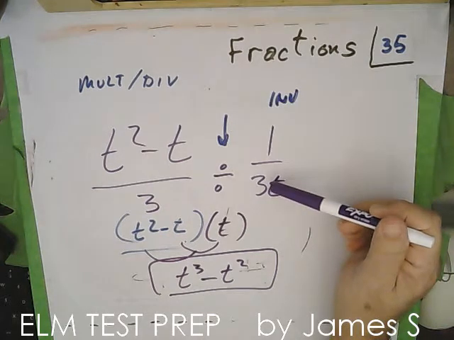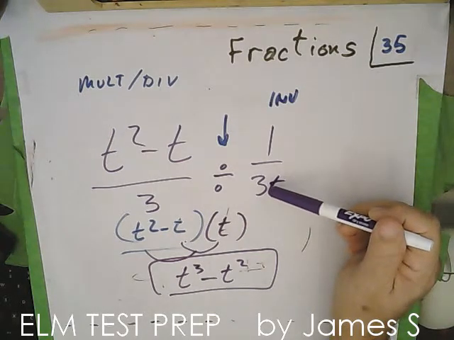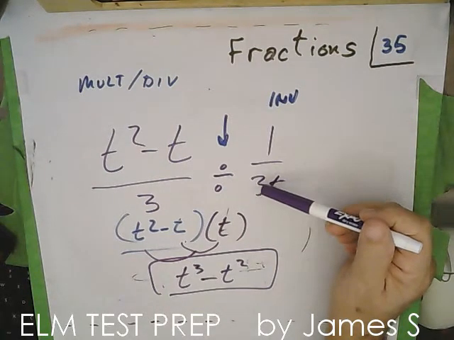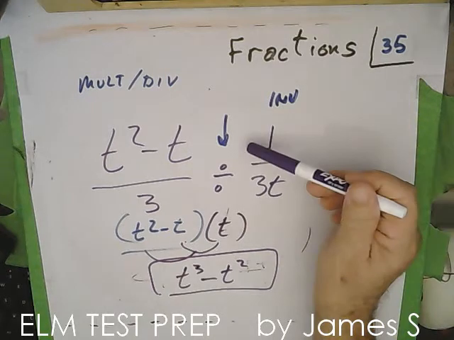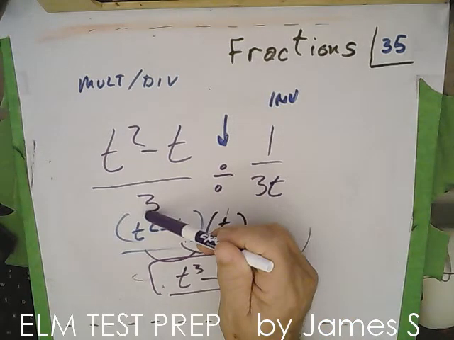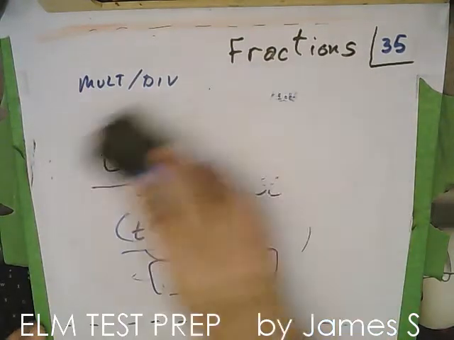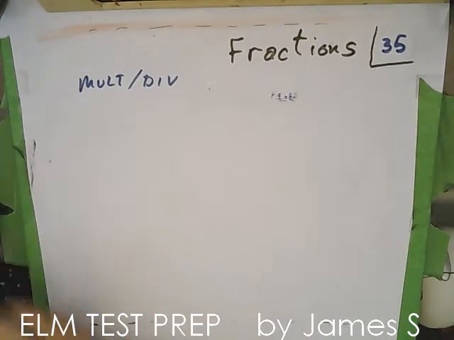Notice what happened here. I had a 3 down here. When I inverted, I had a 3 up top and a 3 on the bottom, and the 3's canceled out. So then I ended up with, and I will talk to that idea with a more simple kind of fraction.